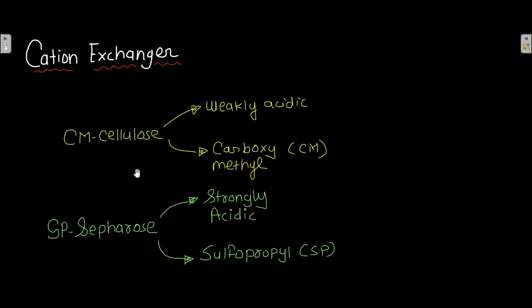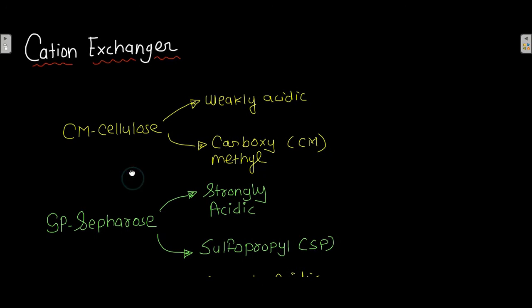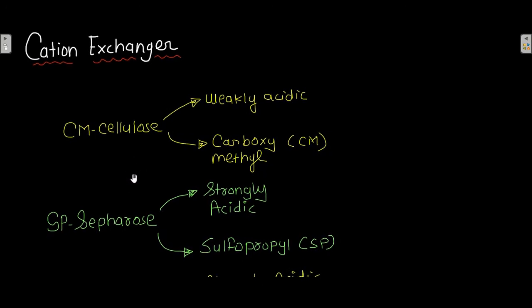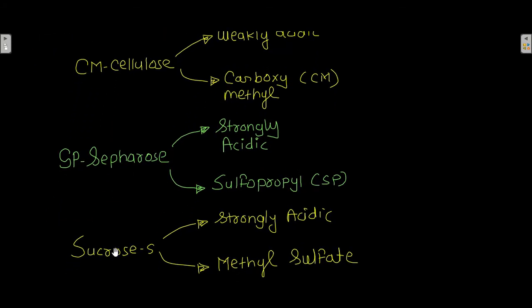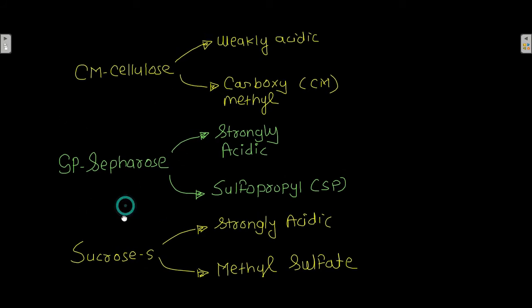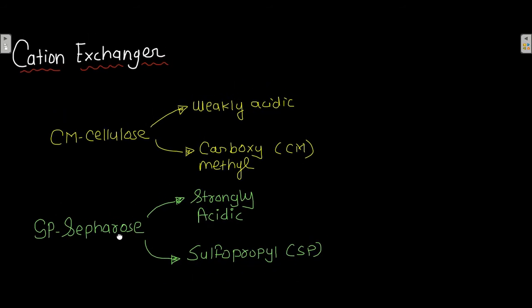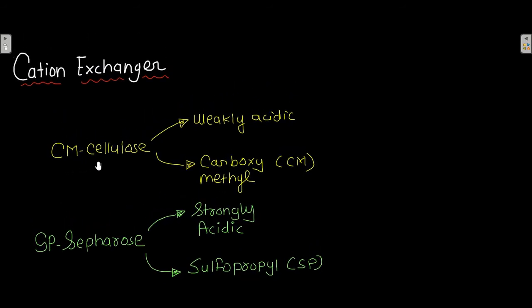Now let's look at cation exchangers. The examples of cation exchangers that we are considering here are CM cellulose, SP Sepharose, and Source S. These are all commonly used cation exchangers. Considering CM cellulose, it is a weakly acidic cation exchanger, and it has carboxymethyl as the functional group.